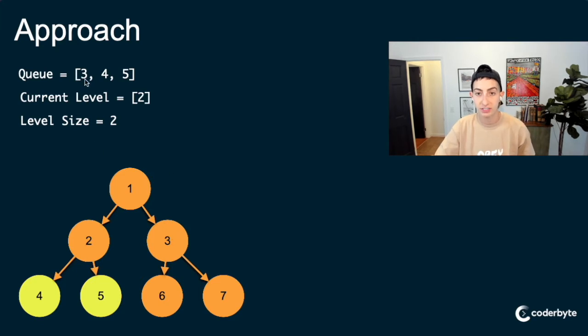So now we are going to shift again from our queue, which is going to be 3. We're going to push that to the current level, and we are going to finish our iteration of our for loop.